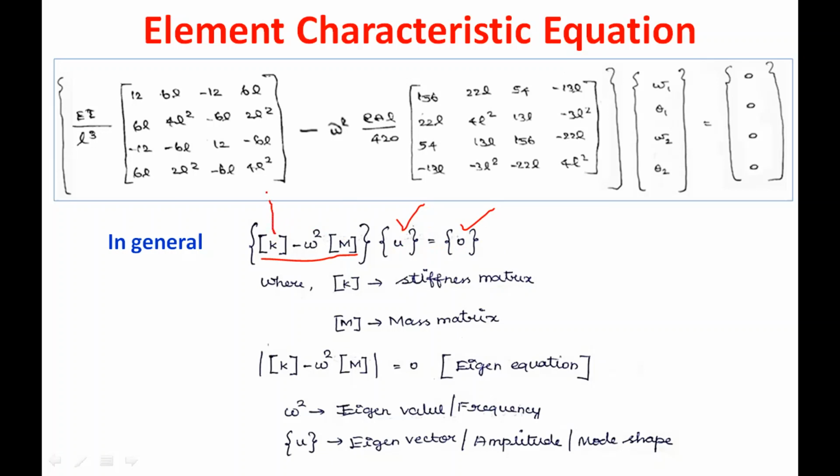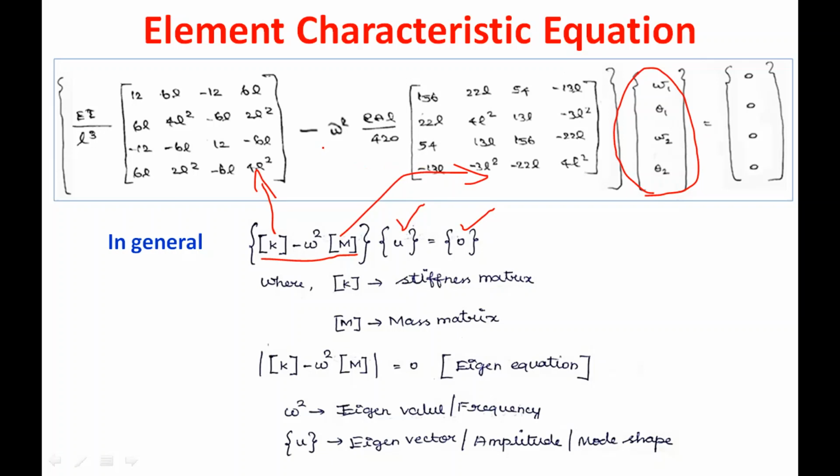K is the stiffness matrix, which is a 4 by 4 matrix for the beam problem because the total degrees of freedom is 4. We assume 2 degrees of freedom at each node, W and theta. So K is a square and symmetrical 4 by 4 matrix. Similarly, M is the mass matrix, which is also a 4 by 4 matrix, square and symmetrical.